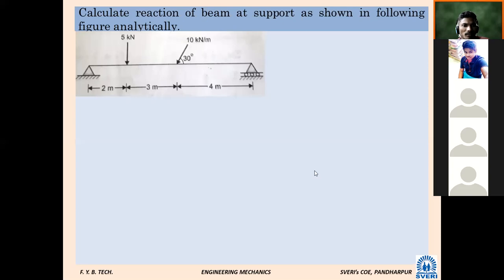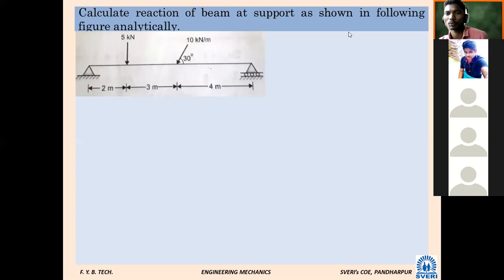Support is there, hinged and roller. Types of support: three or more? Correct. Hinged and roller, these are the two types. What is the type of load given on the beam? Point load. Point load is given.